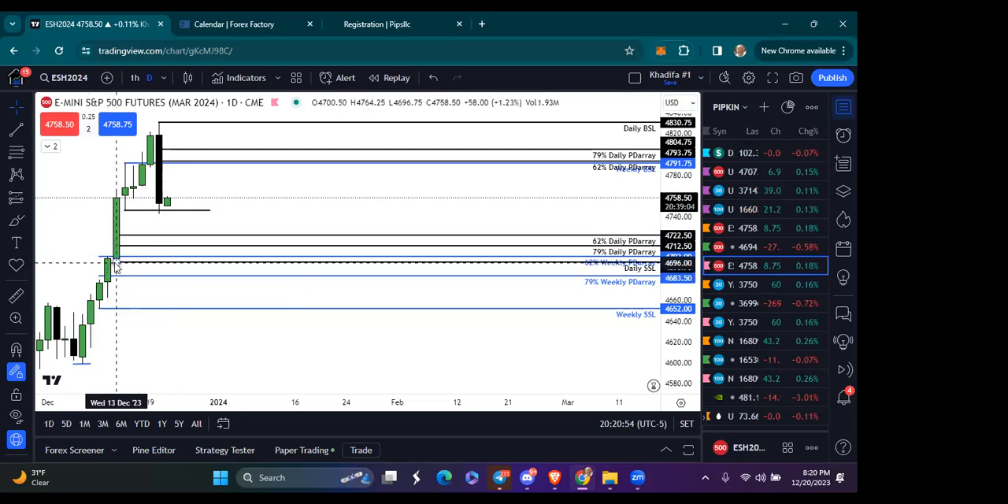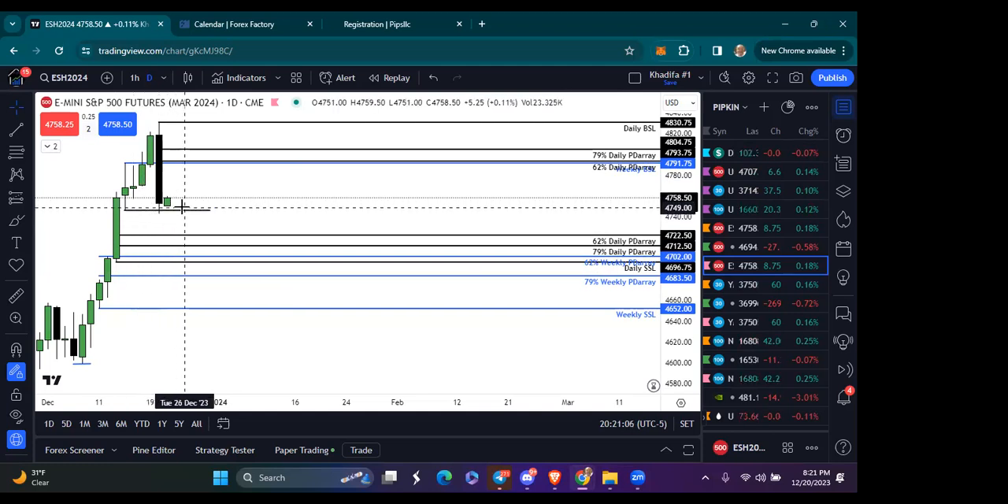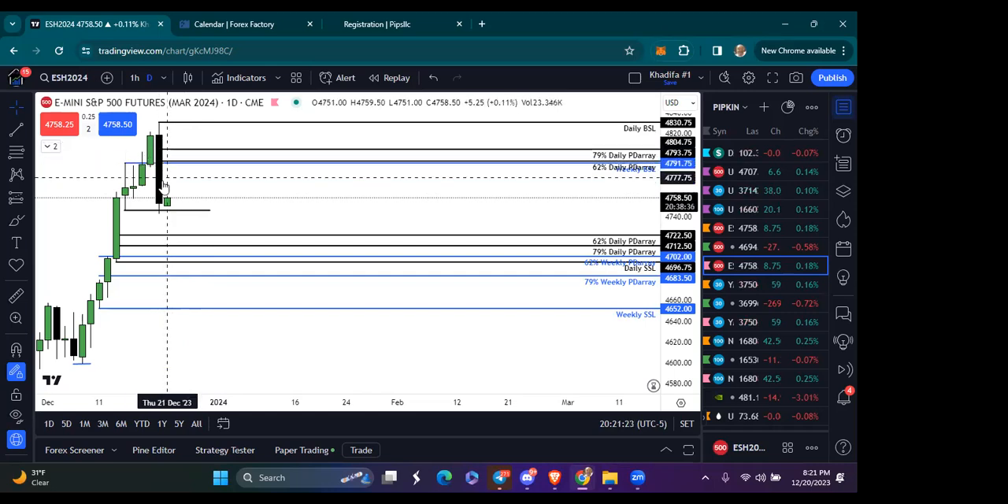And we came inside of that daily fair value gap, right here, you see that fair value gap? Price came down in there slightly, and then we closed above that sell side liquidity. So moving forward for the rest of this week, for Thursday and Friday, I expect us to be bullish to close the week. I want to see price at least pull back up into the premium array levels of today's price, right? So these levels here, the 62 and 79 daily PD array levels, I want to see us at least pull back up into there, right?